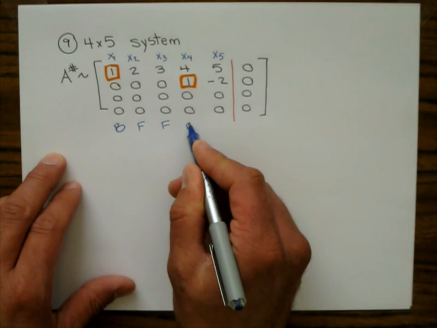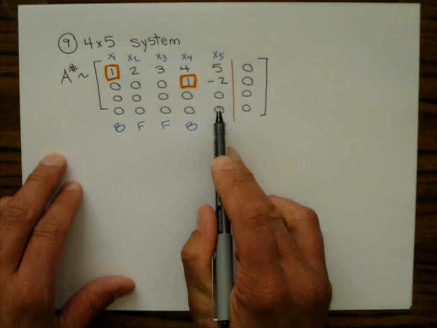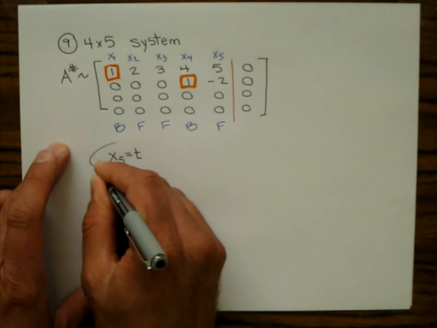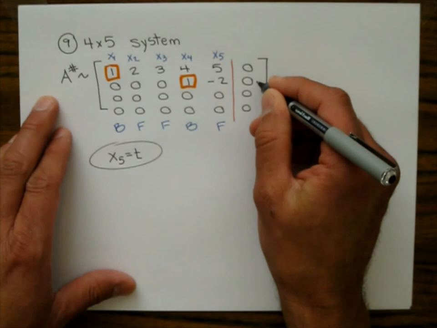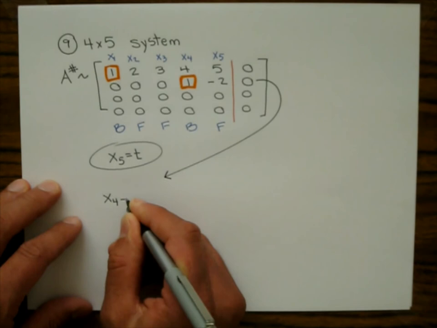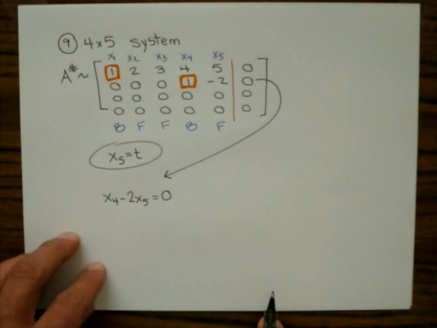Okay, so we'll start off with x5. x5 is free, therefore we'll call him t. Circle that. Okay, now we have the next one, x4, and we see him here in this equation. The last two equations say 0 equals 0, so I'm not going to write those down. So the second equation says x4 minus 2x5 equals 0.